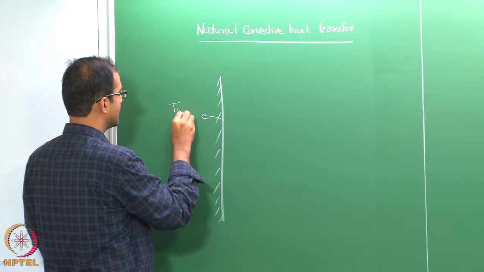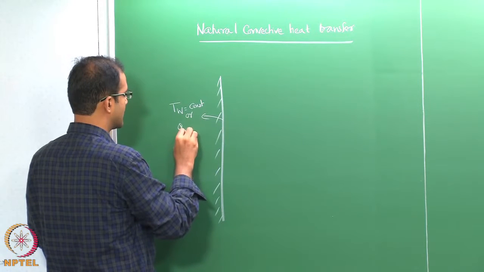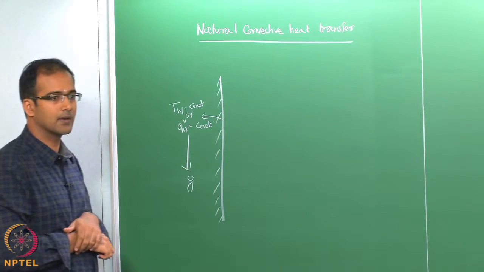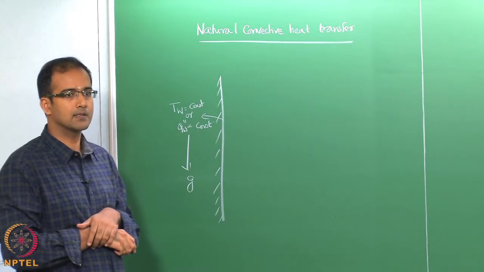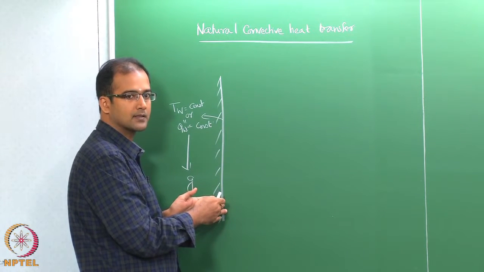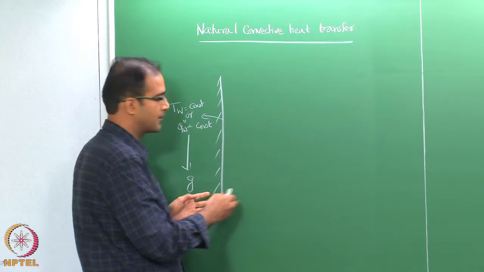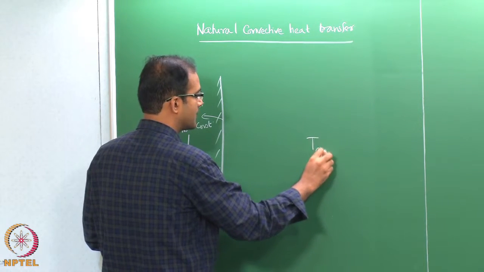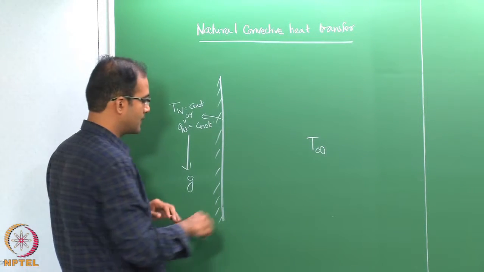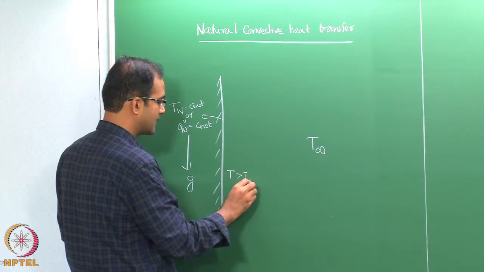You can either maintain a constant wall temperature or constant heat flux boundary condition, and you can heat this vertical plate. Now, naturally what happens is that the fluid layer which is in contact with this plate will be at a higher temperature compared to the ambient, since you are heating the plate. Let us assume the temperature of the ambient to be T infinity. Therefore, the fluid layer will be at some temperature T which will be greater than T infinity.